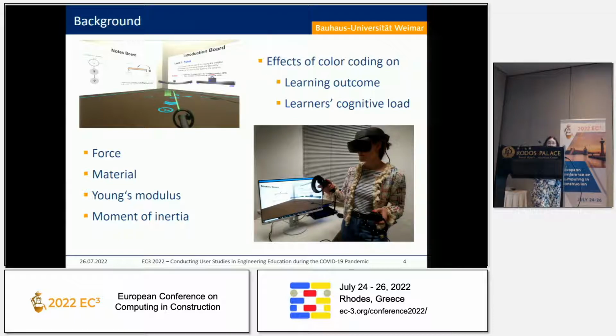What we wanted to measure was the effects of color coding objects in the virtual environment on the learning outcome and the cognitive load of the users. So we have 4 elements that we are looking for in the application. That is force, material, Young's modulus, and the moment of inertia. And in this classroom scene, we see these different beam experiments that we conduct.